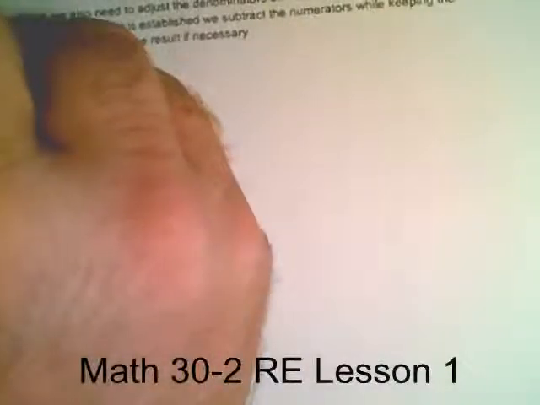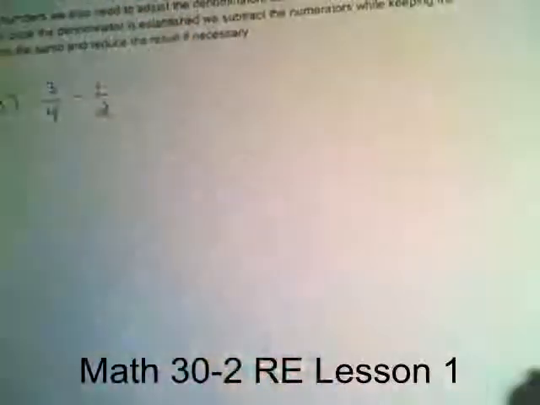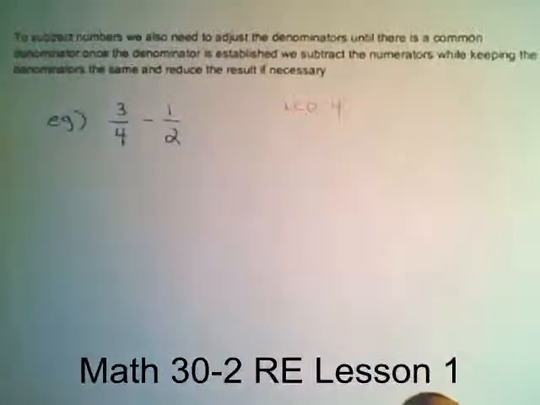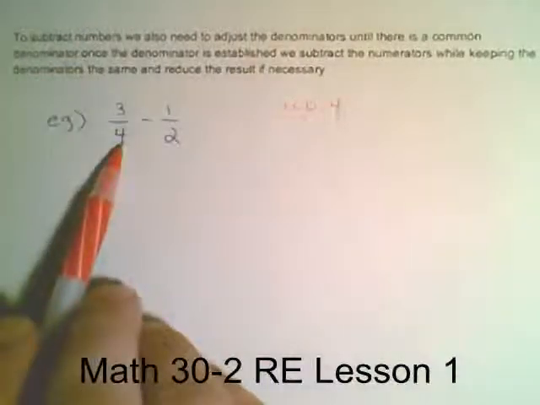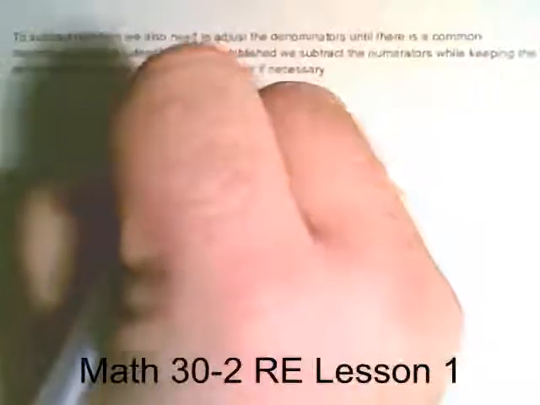These are fractions. Subtraction of fractions is the same basic idea. You have to get a common denominator. You absolutely have to get the common denominator. The only difference is, instead of adding the numerators and then keeping the denominator the same, you subtract the numerators and keep the denominator the same.